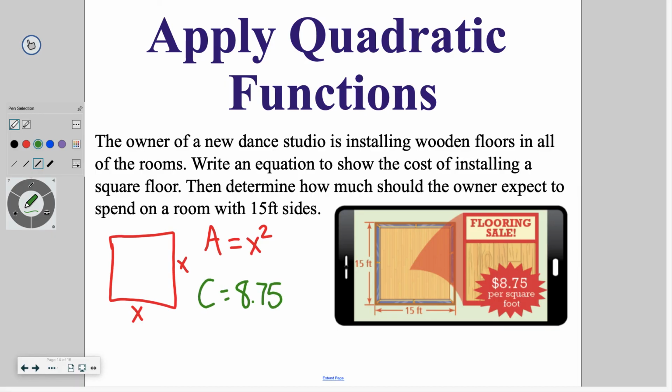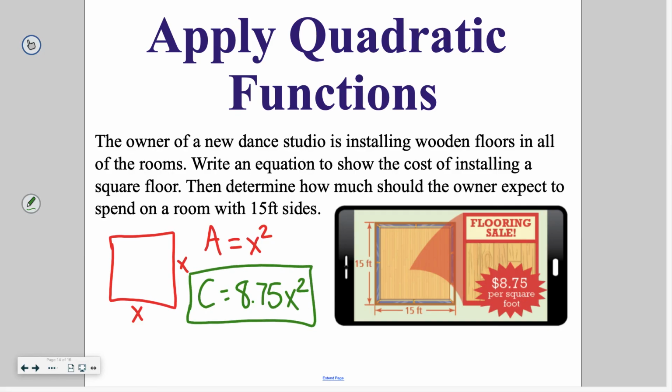$8.75 times that area. Remember, when you see square feet, that means you're talking about area. Feet would just be talking about perimeter. Feet cubed would be talking about volume. So since we're talking about square feet, it's saying 8.75 times the area of that space. So that is our cost equation.